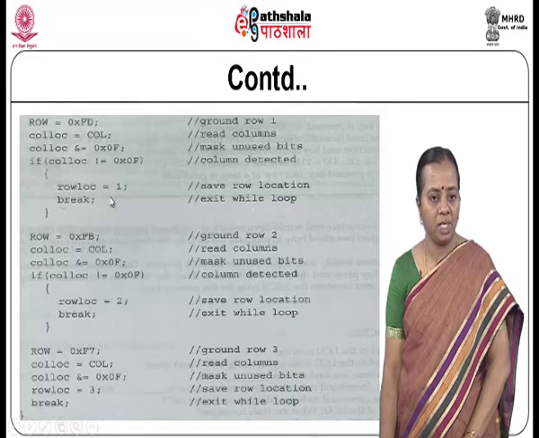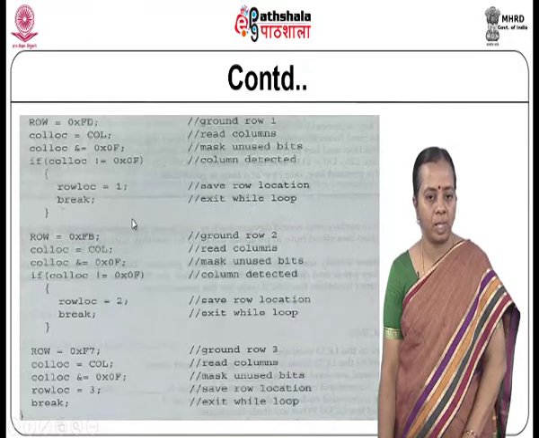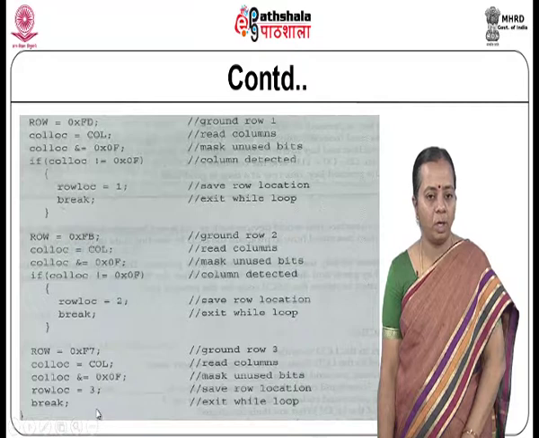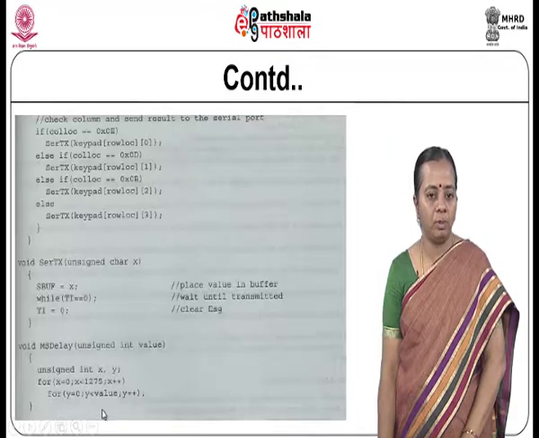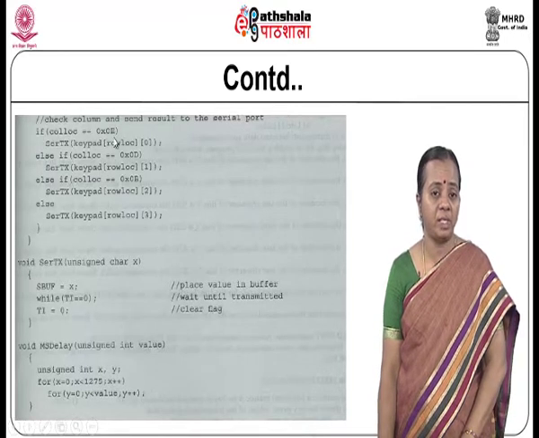If both of those fail, then I will come to the next row, so FB is given, row is equal to FB, that means the second row is grounded, and I read the column. If it is not equal to 0F, then the row is identified as 2. That way, if any one of the rows 3, 2, 1 or 0 is pressed, I will identify it, and I will come out with a break in those respective routines. Now I have to identify which key is pressed.